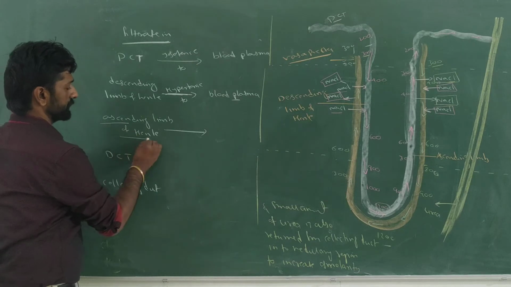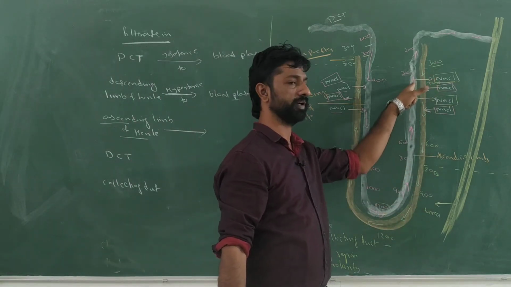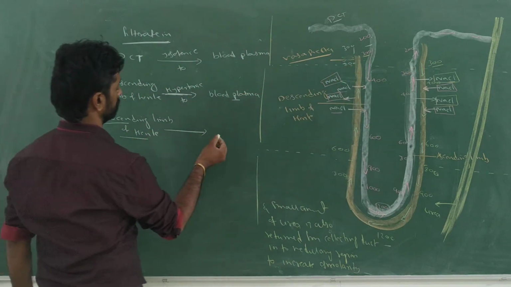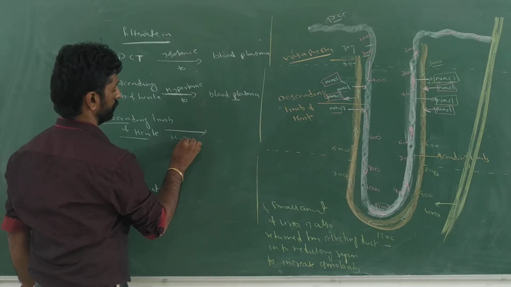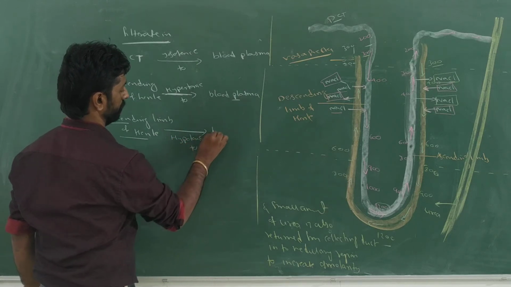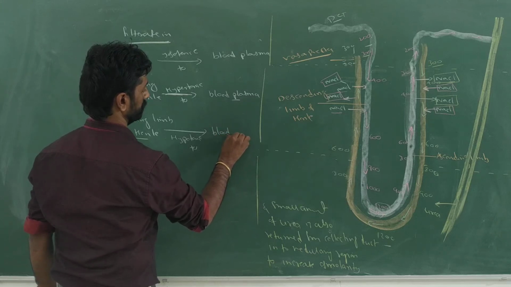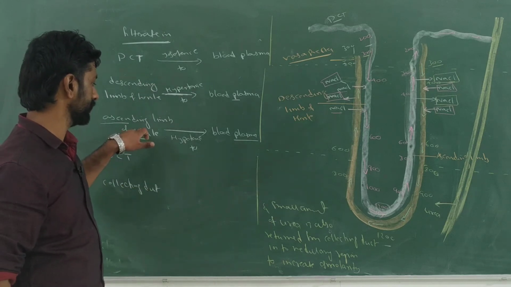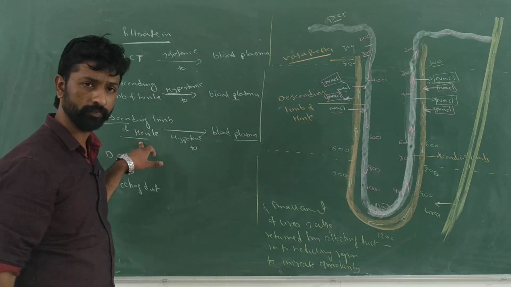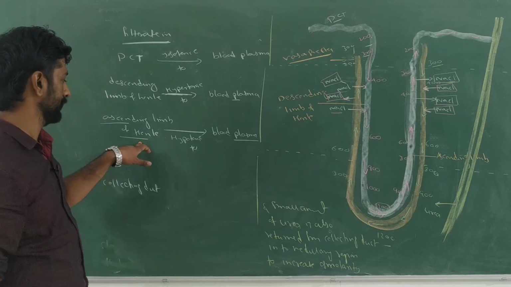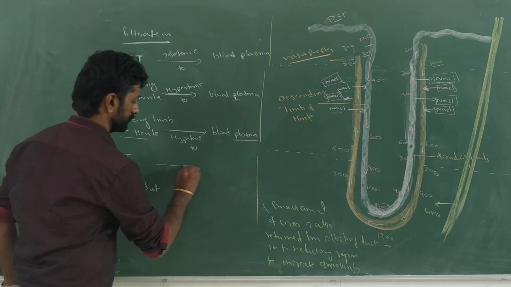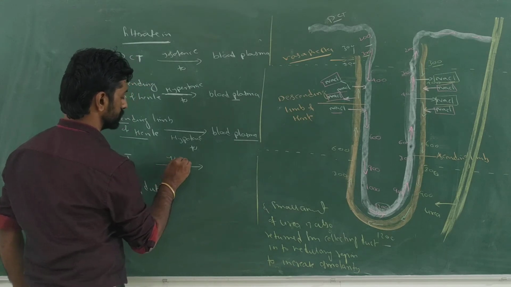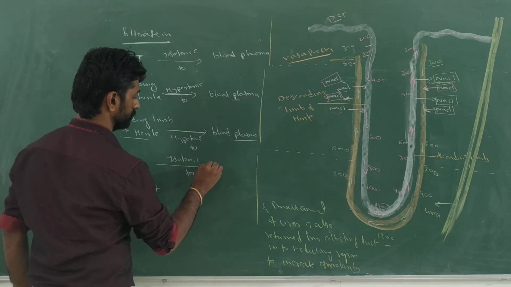What happens in the ascending limb of the loop of Henle? Again it becomes hypotonic. Why does it become hypotonic to blood plasma? Because water remains in the ascending limb, but electrolytes move out of the ascending limb of the loop of Henle. Then what about in the DCT? When it arrives at the DCT, again it will be isotonic to blood plasma.